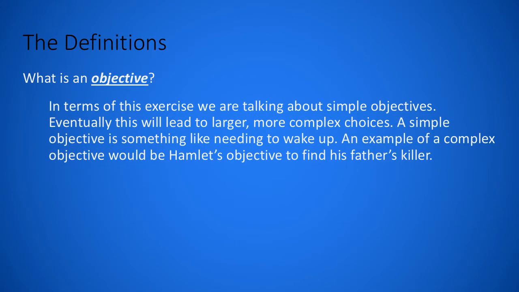Before we do that, I want to talk about some definitions. The first is objective. What is an objective? In terms of this exercise, we're talking about simple objectives. An objective is something you need to do. Eventually, this will lead to larger, more complex choices. A simple objective is something like needing to wake up. An example of a complex objective would be Hamlet's needing to find his father's killer.